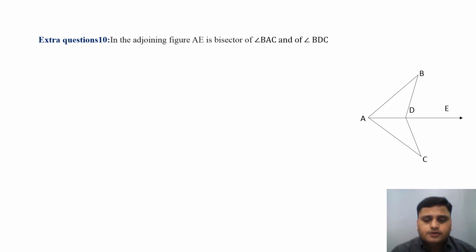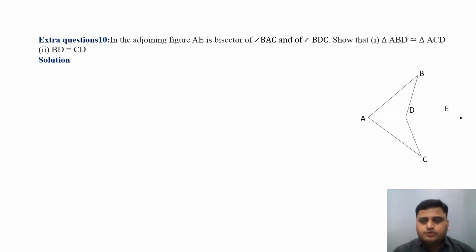Okay, so for proving this one, what do we mean by bisector? You all know that it divides the complete angle into two equal parts. We need to show triangle ABD is congruent to triangle ACD. And the second part we need to prove is that BD is equal to CD. Okay, let's begin the proof.